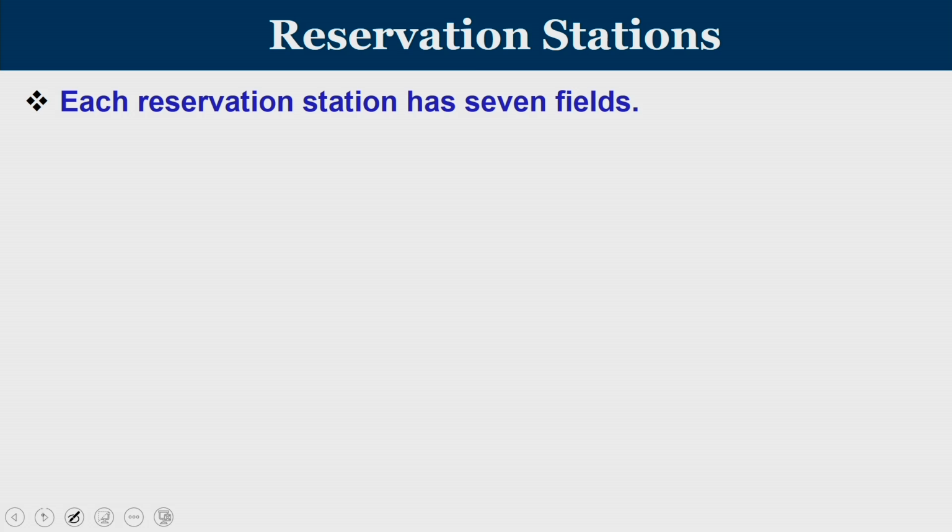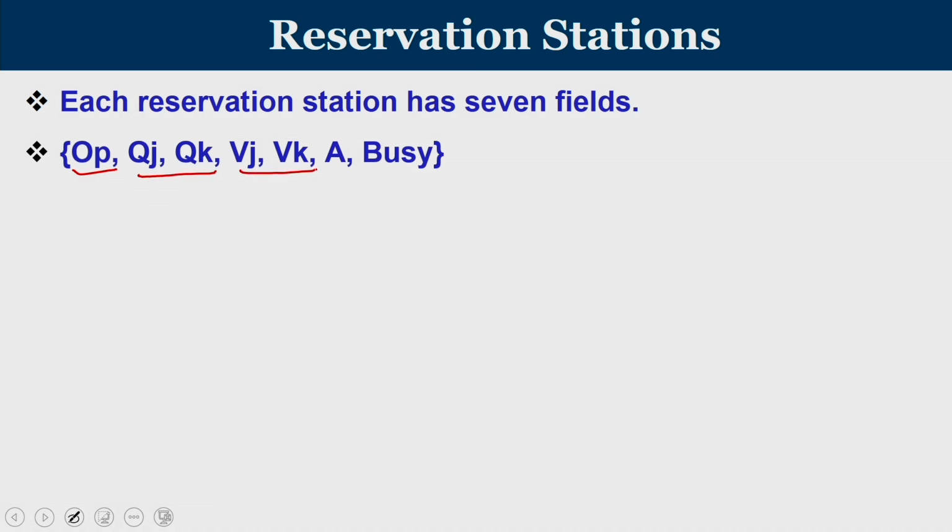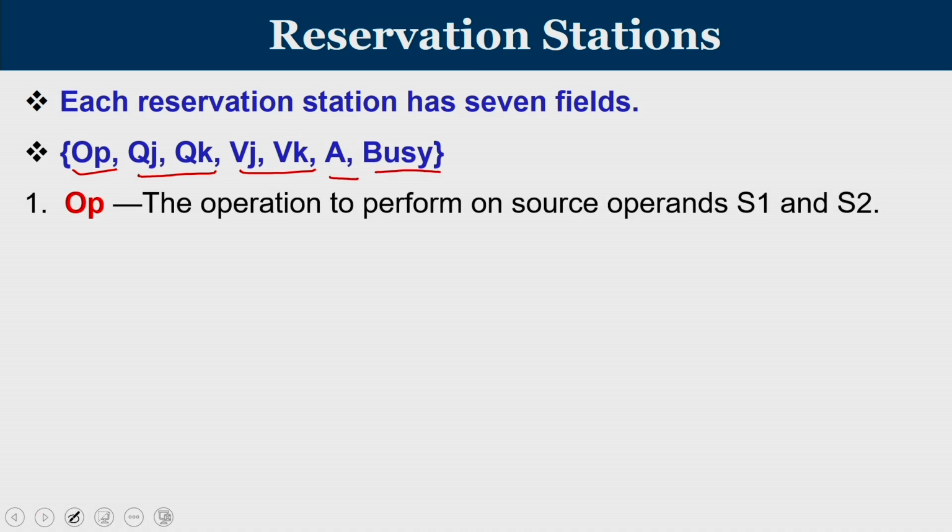Each reservation station has 7 fields. We represent them as operation, Qj and Qk, that is one couple, Vj and Vk, that is another couple, A for the address field, and there is a busy field. Now, the op tells what operation is to be performed on the two source operands S1 and S2. So, if the operation is going to be S1 op S2, the op field will tell you what the operation is. Let us say it is an add operation, a logical shift operation, like that.